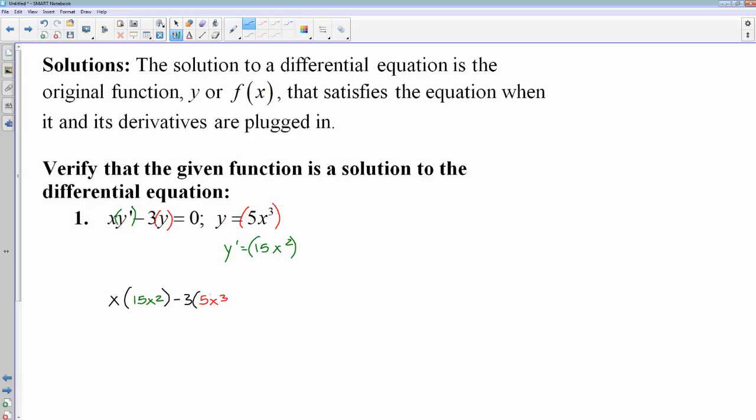And if this is a solution to the differential equation, then when I plug it in and simplify, I will get 0 equals 0. So let's see, x times 15x squared is 15x cubed. Minus 3 times 5x cubed is 15x cubed. And that does give you 0 equals 0, which means that 5x cubed is a solution to that differential equation. Now, most differential equations will have more than one possible solution. This just happens to be one of the solutions, and there are many solutions I could find to this differential equation, but this is just one of them, and it did work.